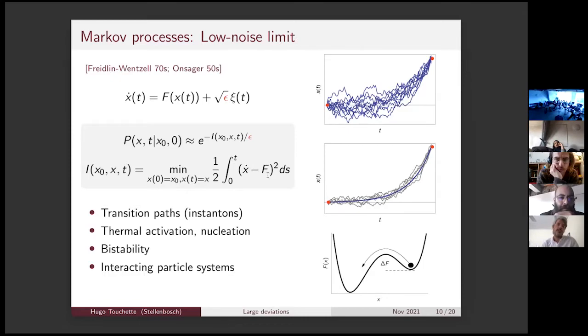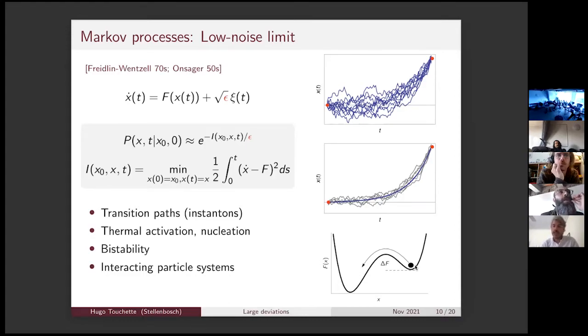You just minimize some kind of action, and this is the connection with Onsager. This is something that was known. This is the Onsager action for the stochastic differential equation. This is the basis of many things in physics. With this, you can look at transition paths between one state to another. It's the basis also of thermal activation.